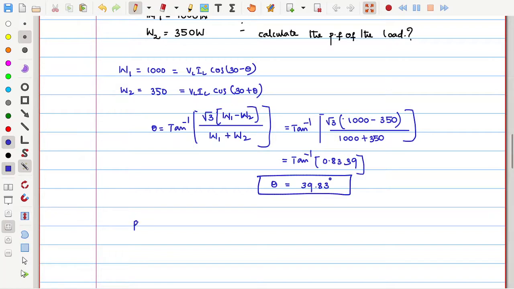What we need is the power factor, which is equal to cos theta, equal to cos of 39.83. How much is cos of 39.83? Which is equal to 0.768. Because theta we got is positive, it is lagging in nature. Whenever theta is positive, it is lagging nature. If theta is negative, it is leading nature. Okay.